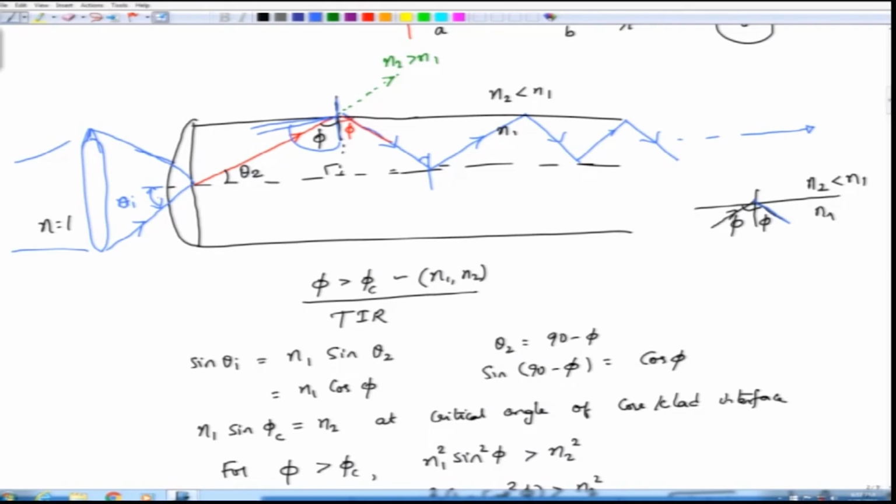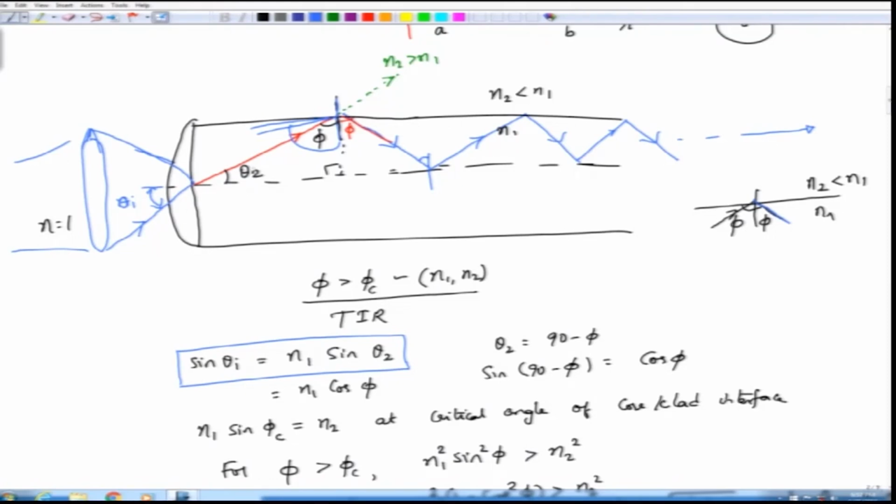First, Snell's law at the interface of air, which is where we are coming in with the light from, and going into the core region. The air core interface will give you one equation, which is sin theta I is equal to n1 sin theta 2, where theta 2 is the angle at which the ray of light, the red one, is refracting from the incident blue one. So, this angle is theta 2.